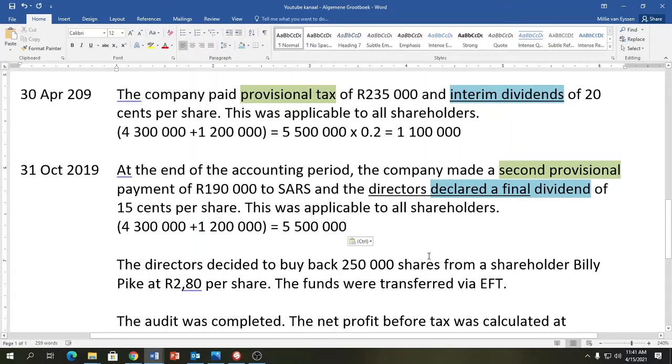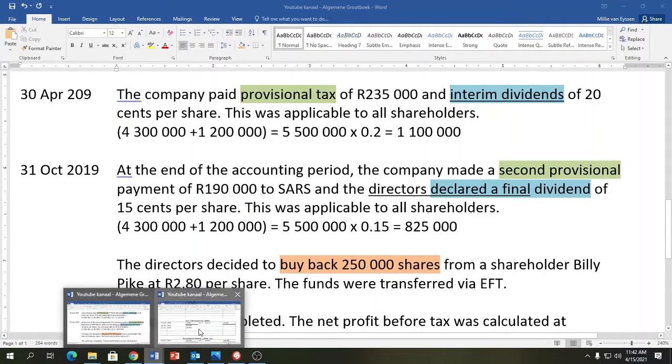If I bought back shares before you declare the final dividend, we would have had to minus it over there. But the buyback only happens over here after I declared a dividend. So I have nothing to subtract, only all the shares that were issued, and I'm going to multiply with 15 cents, times 0.15, and then I get 825,000 Rand. So that is my final dividend.